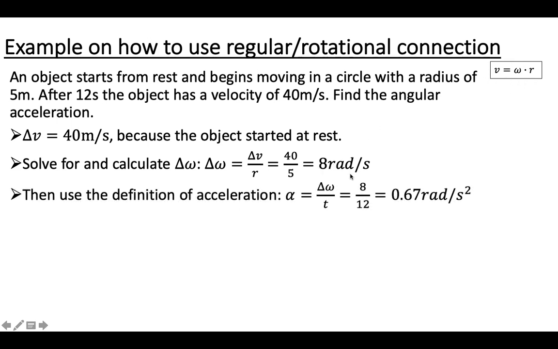All right, so now that we know how much our speed changed, then we just use the definition of acceleration. Acceleration is your change in speed over time. In this case, our change in angular speed divided by time. So how much did our angular speed change? We just did that. That's 8. How much time? 12. So 8 divided by 12 is equal to 0.67 radians per second squared.